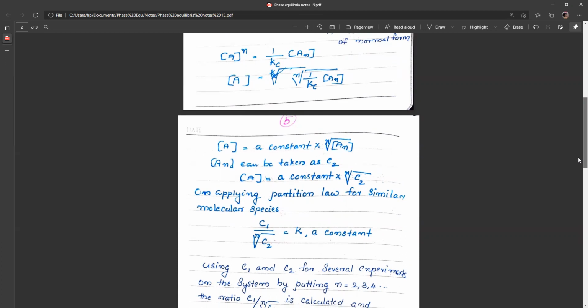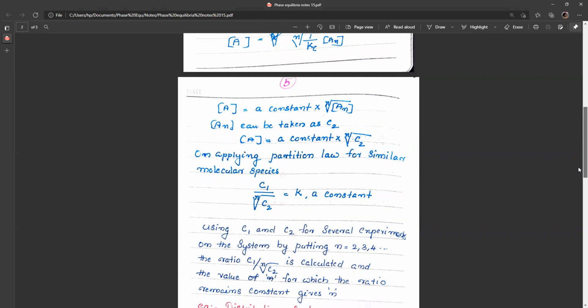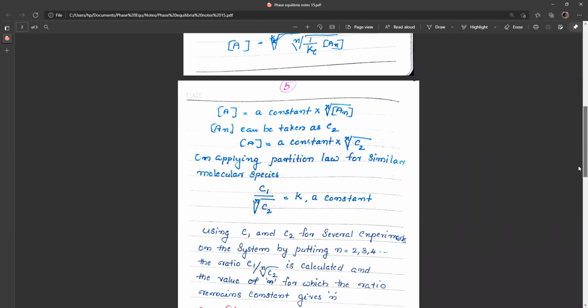Using C1 and C2 from several experiments, we put different values for n, for example n equal to 2, 3, 4, since association of only 2, 3, 4 is relevant. The ratio C1 by the nth root of C2 is calculated in each case, and the value for which the ratio C1 by the nth root of C2 remains constant gives the value of n, that is the degree of association.